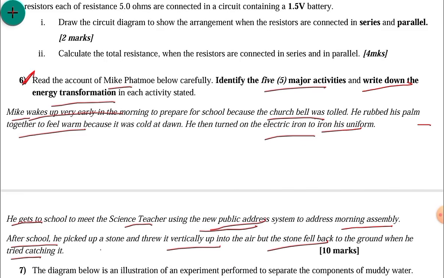Then the last is he threw a stone vertically upwards and then it came back to the ground. So throwing the stone is actually mechanical energy, and then the stone coming back to the ground is gravitational potential energy. So that is it for question 6.